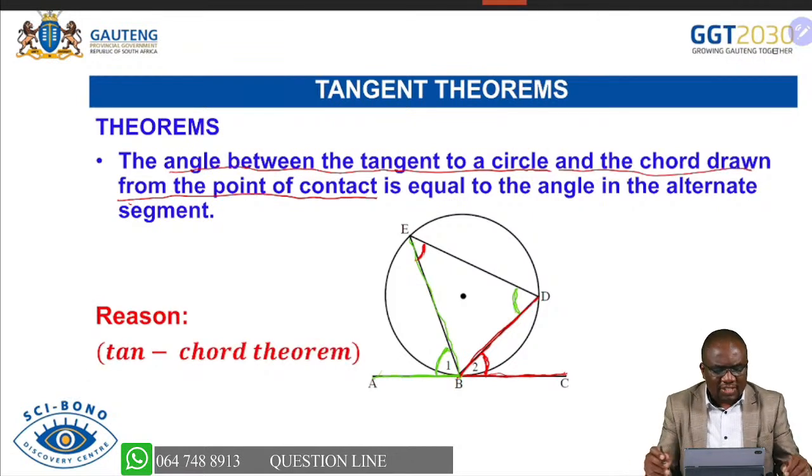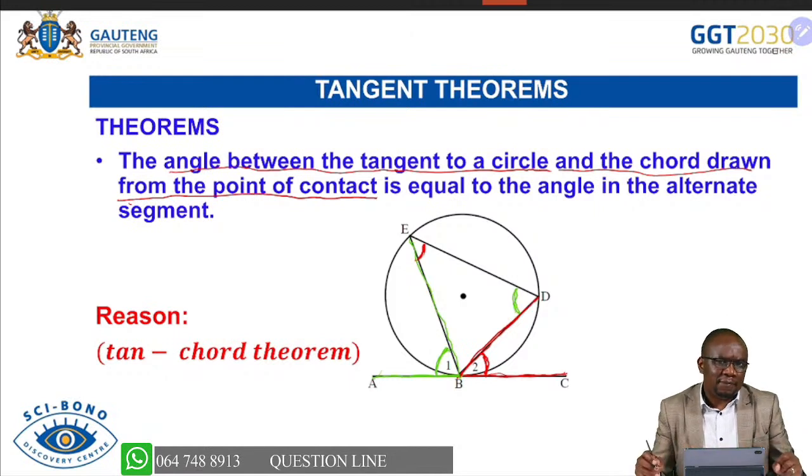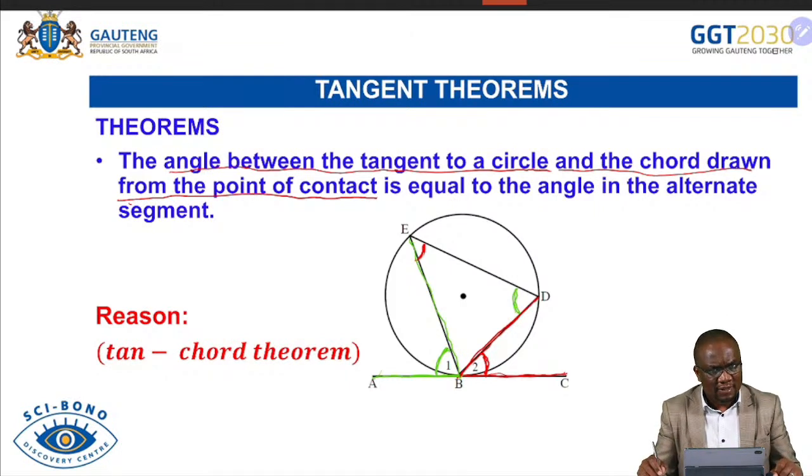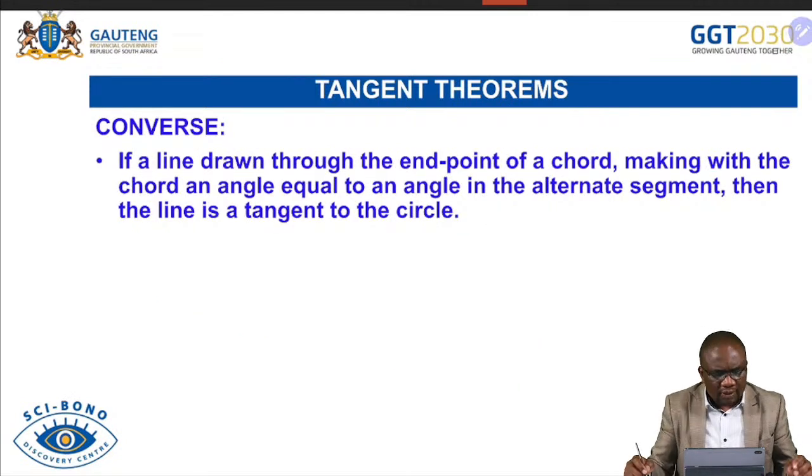Now, the reason you just say tan chord theorem. Tan chord theorem. We've done two reasons today: tangent perpendicular to radius or tangent perpendicular to diameter, and then the tan chord theorem. Right. Now, the converse.